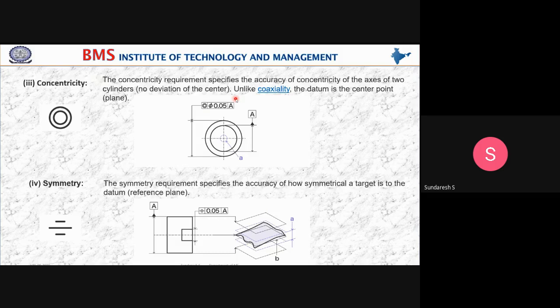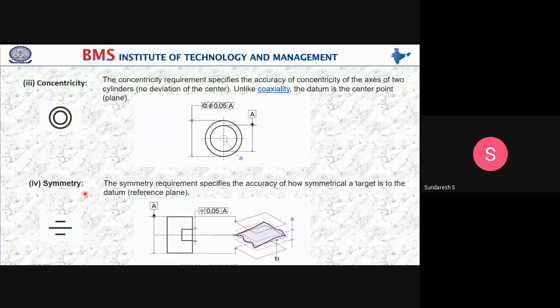Unlike coaxiality, the datum is the center point for the plane. So A will represent the center point for the plane. So this is how we are going to indicate the representation of a concentricity geometric tolerance.